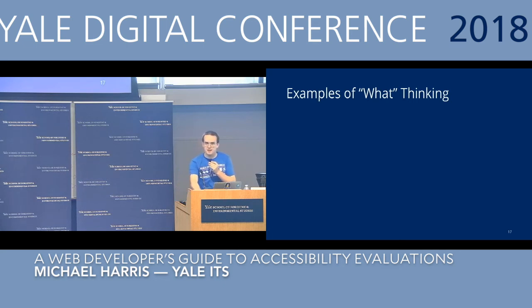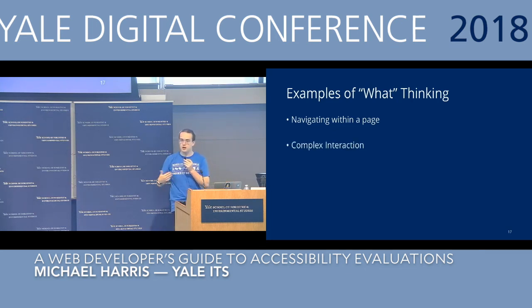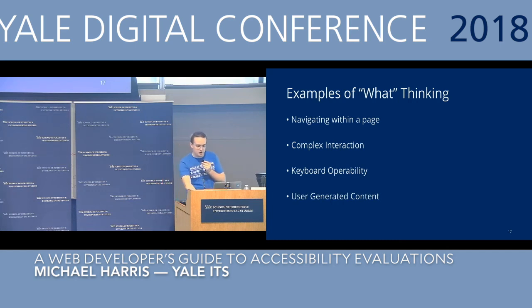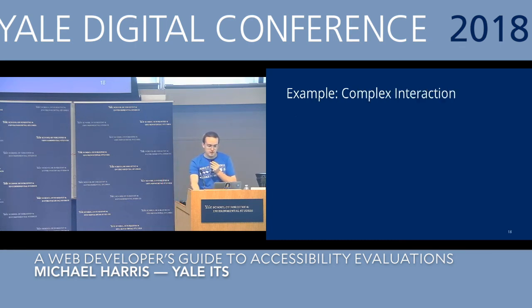Some examples of this kind of what-to-test thinking instead of how-to-test thinking: you think about navigating within a page. This is mostly headings and landmarks, skip links, things like that. Complex interaction, JavaScript widgets, things like that. Keyboard operability, and even user-generated content. So I want to go briefly through a few potential examples.